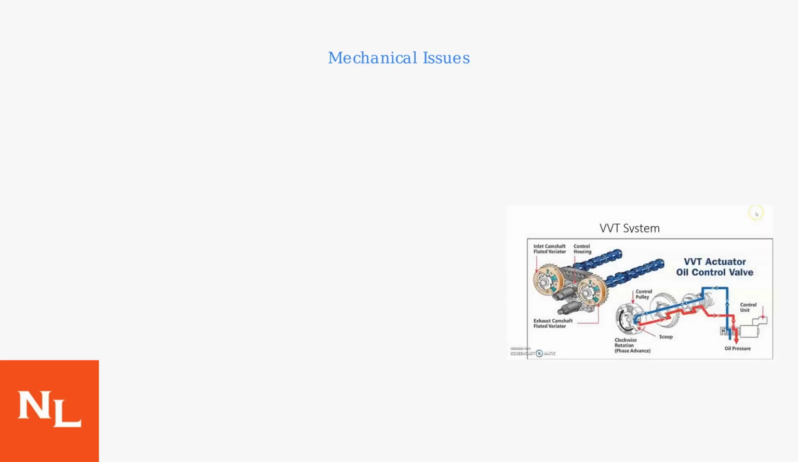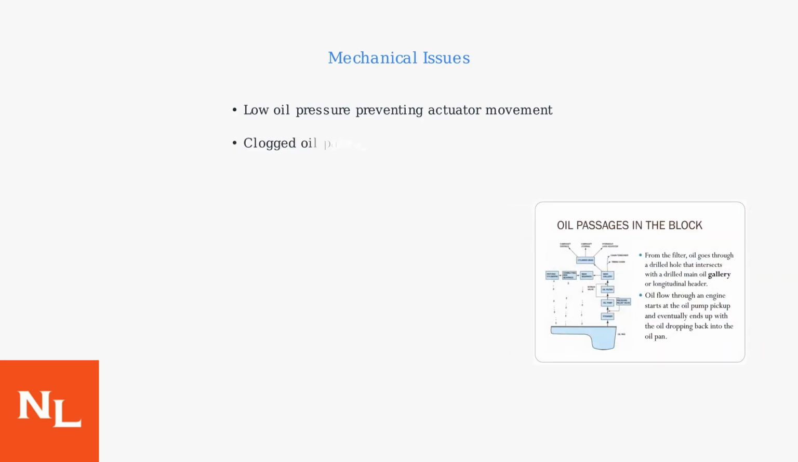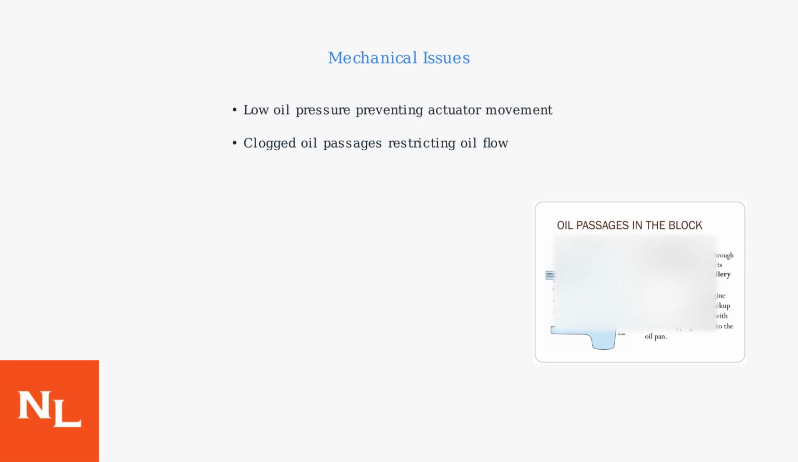Mechanical issues can also trigger the P0023 code. Low oil pressure is a key factor, as the actuator relies on pressurized oil to function. Without adequate pressure, the actuator cannot adjust camshaft timing properly. Clogged oil passages are another mechanical cause. When oil galleries become blocked by sludge or debris, oil cannot reach the actuator, causing it to fail. This often occurs in engines with neglected maintenance.